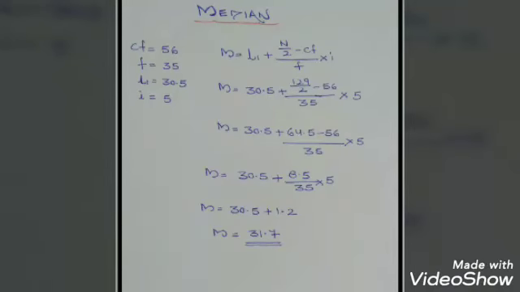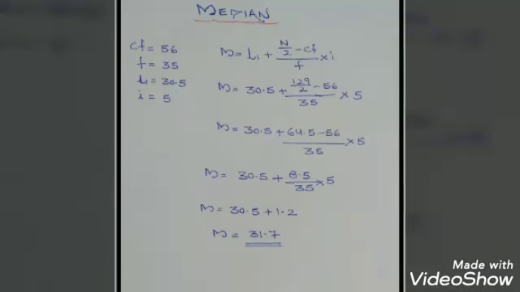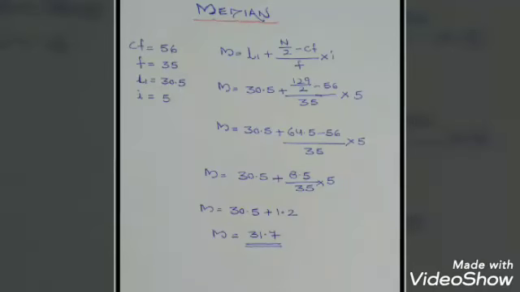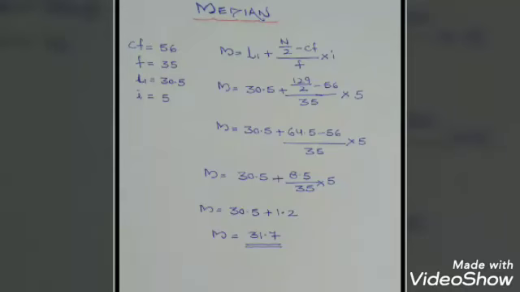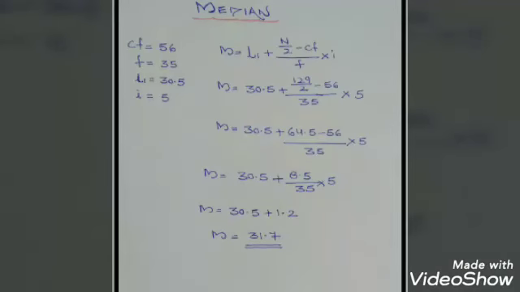So M equals 30.5 plus, if you deduct 56 from 64.5, you get 8.5 upon 35 into 5. So M equals 30.5 plus 1.2. So children, your median is 30.5 plus 1.2, which comes to 31.7. So this is how we can calculate the median from the inclusive series. The only thing we have to remember is to put the data into ascending or descending order and then convert the inclusive series into an exclusive series, and then easily you can find the median.